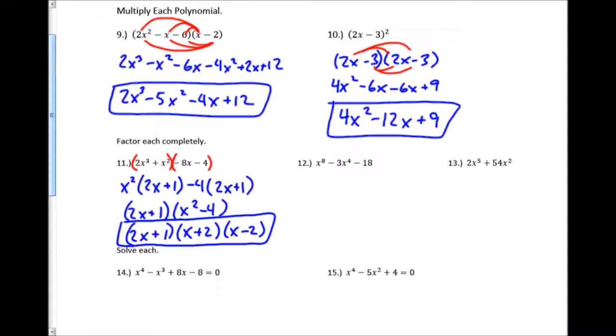Number 12, this one is quadratic in form. I have something squared, something to the first, and a constant term. So when I do this, I build a bridge just like I normally would, a negative 18. The 2 numbers are a negative 6 and a positive 3.